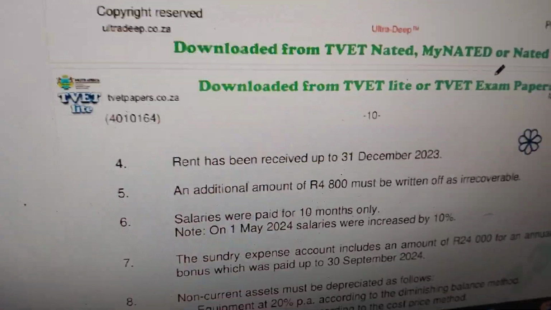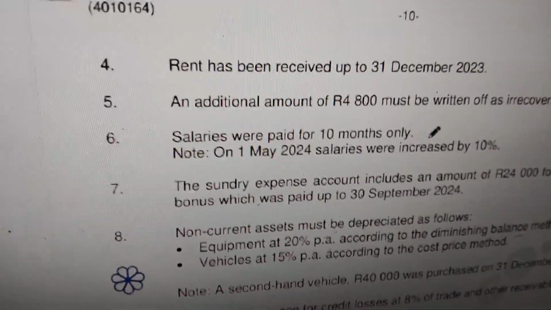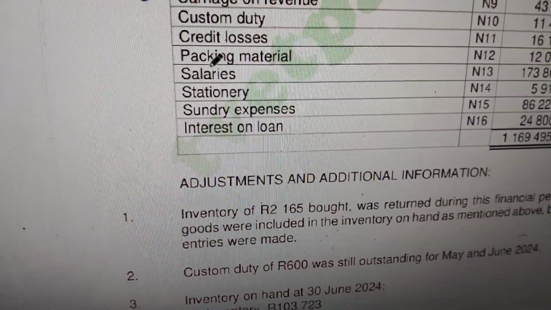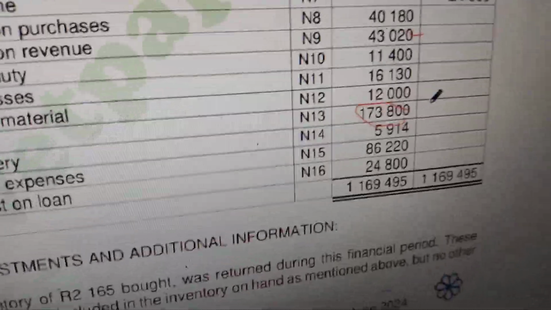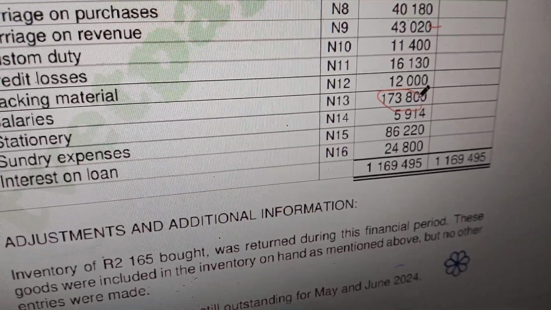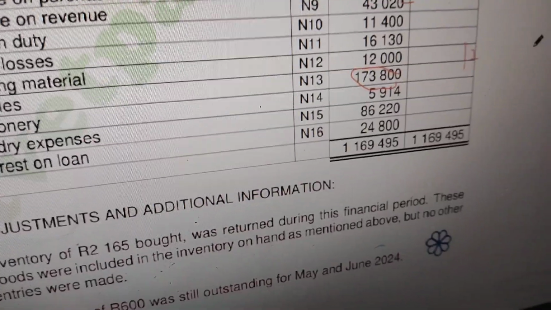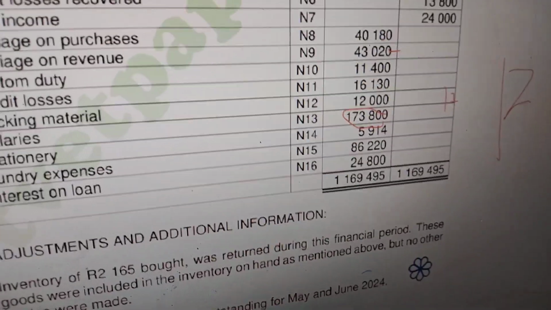Let's go to salaries. They said to us that the salaries were paid for 10 months only. When they say this was paid for 10 months only, it means that this money for salaries, 173,800, is for only 10 months. So don't forget what I've said about the trial balance. It must be 12 months. That should be our trial balance.